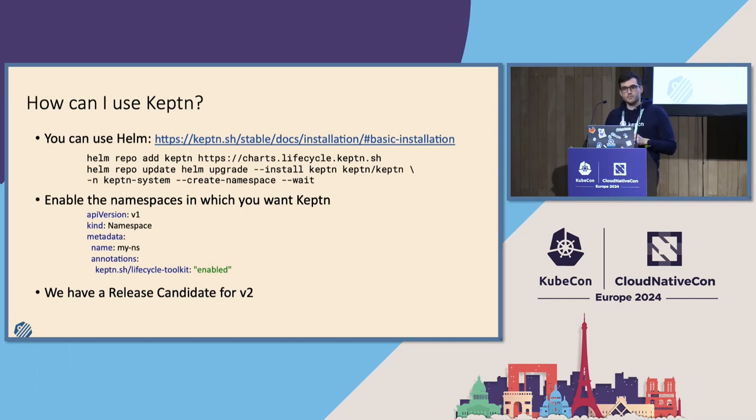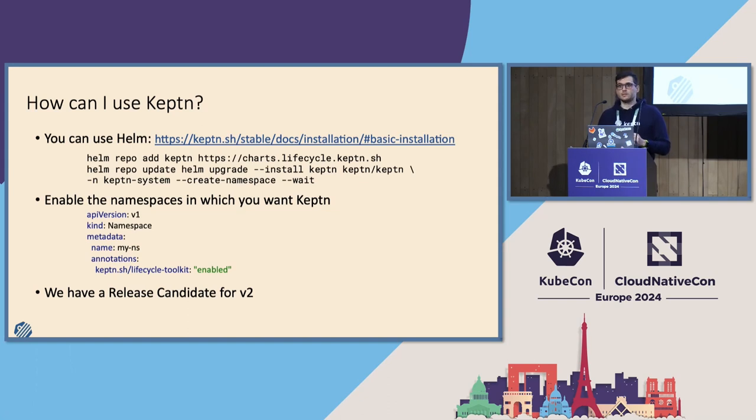And as I said before, we monitor everything inside your cluster, which might be a bit of a too high permissions request for many of you. And for that, we don't do that out of the box. You need to opt in from Keptn. So you need to enable which namespaces Keptn should watch. And for that, it's as simple as adding an annotation, keptn.sh/lifecycle-toolkit enabled. If you enable that in any namespace, then we will watch everything just inside those namespaces.